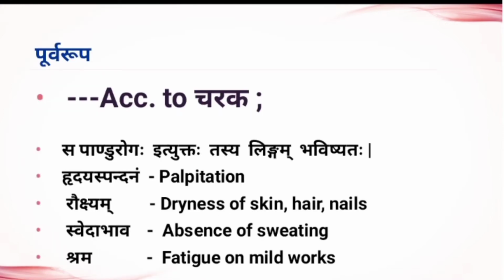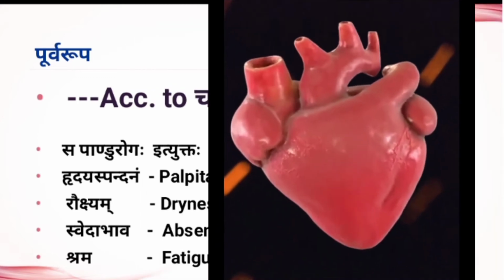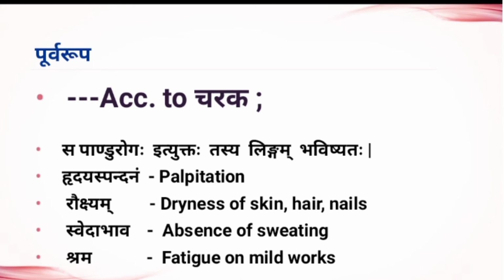And Purvarupa. How is the patient going to feel before the manifestation of this Pandu Roga? According to Charaka, sa pandurogaha ityuktaha tasya lingam bhavishyataha. So when the person is going to be affected with Pandu Roga, the pathology undergoing inside the body will show these kinds of purvarupa symptoms. Those are hridaya spandanam, that is palpitation. Raukshyam, dryness of skin, hair and nails, is seen because of the decrease in Ranjaka Pitta getting affected by this Pandu Roga, and decrease in the Rasa, the pure Adya Ahara Dhatu, that is Rasa Dhatu, so there will be raukshata.